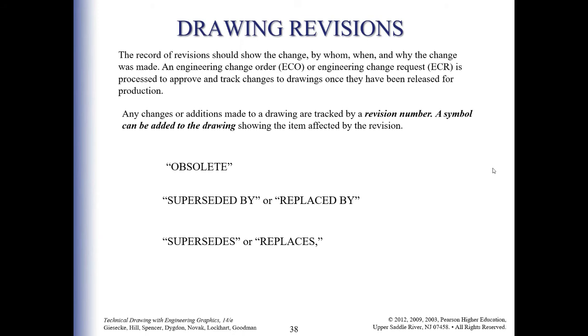If the drawing has been completed, you must also do a revision. The record must be shown: who has done the drawing, who has made the reviews and the changes. And if any change has been done, you must track the revision number. The symbols should be added, such as obsolete, superseded by, replaced by, or replaces.